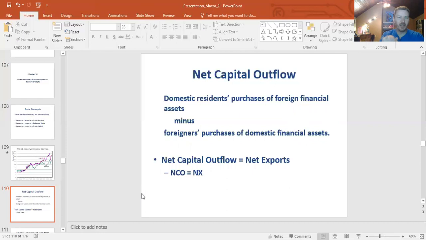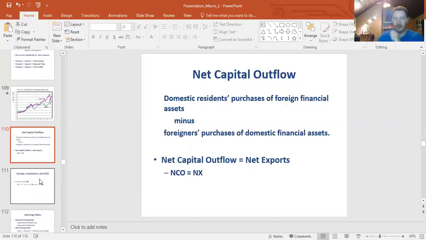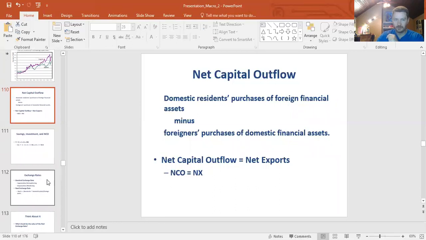That's a real simple explanation, but that gives you the basic idea of what we're talking about here when we say that net capital outflow must equal net exports.